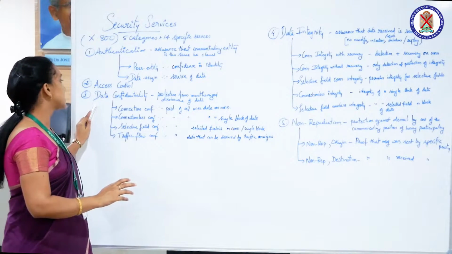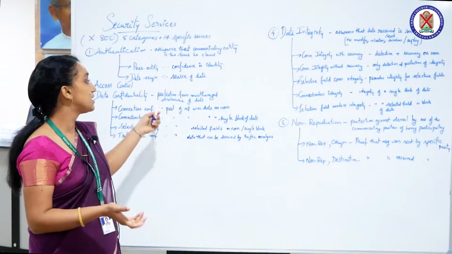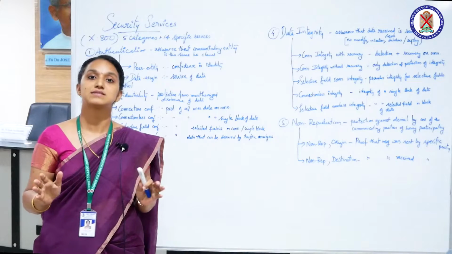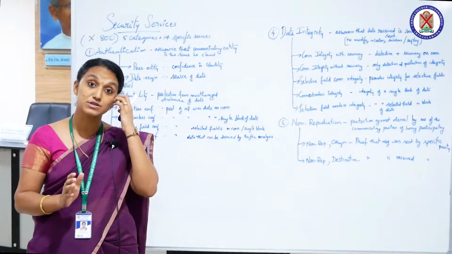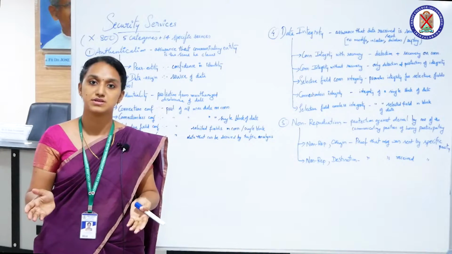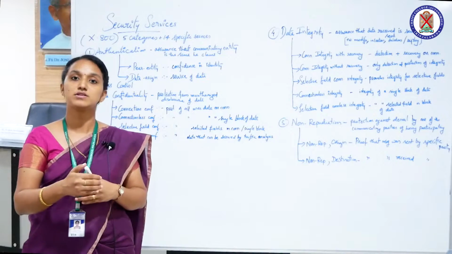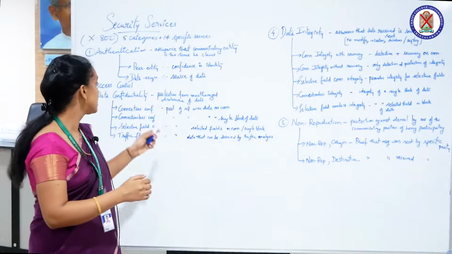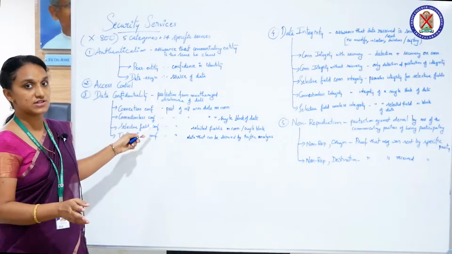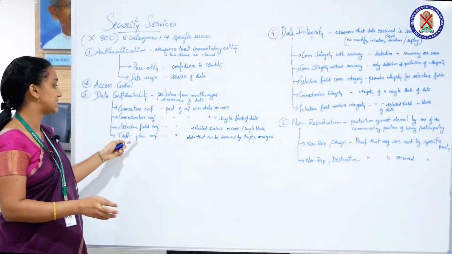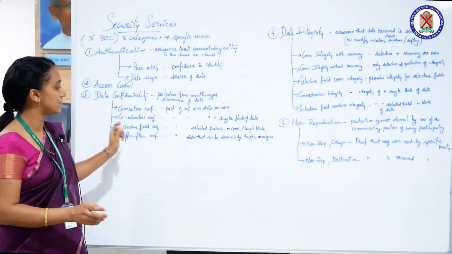The third category is data confidentiality. Confidentiality is nothing but protection from unauthorized disclosure of data. So the data must not be disclosed to any unauthorized user, and this is preserved in data confidentiality. Moving on to its specific services, here we are dealing with 4 specific services: connection confidentiality, connectionless confidentiality, selective field confidentiality, and traffic flow confidentiality.